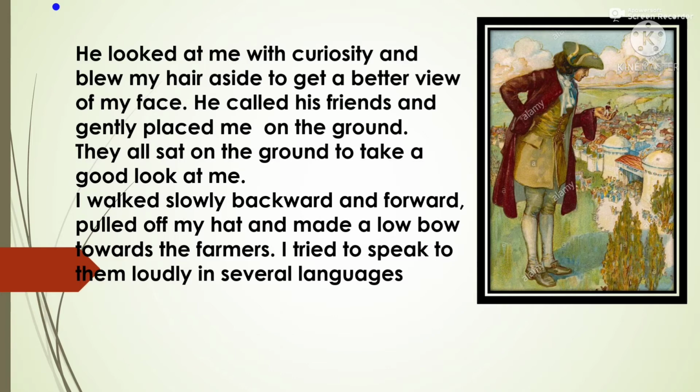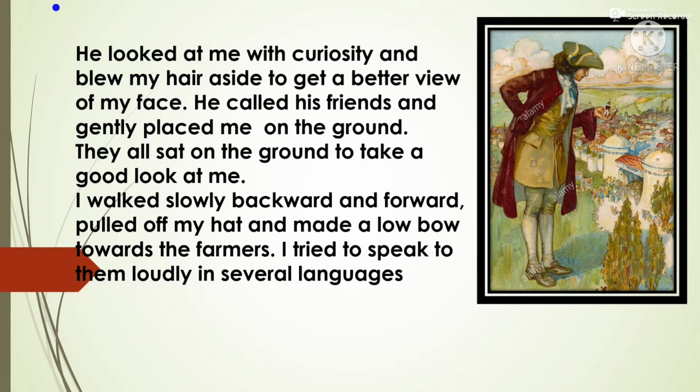They all sat on the ground. All the friends and the creature, that means the monster, sat on the ground to take a good look at me. I walked slowly backward and forward. Why did Gulliver walk slowly backward and forward? To show them that he is alive, he is not dead, he is not a toy, right? So he walked slowly backward and forward, pulled off his hat, and made a low bow towards the farmer. He pulled off his hat to show respect. He also made a low bow towards the farmers, the giants.